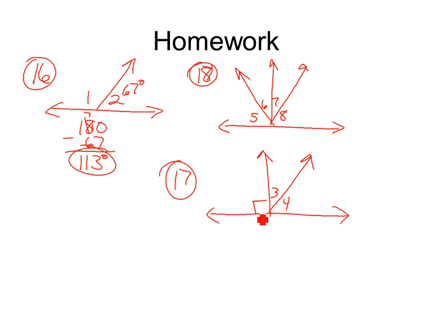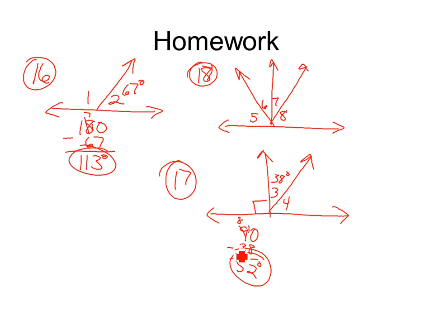They tell us that angle 3 is 38 degrees. How do we find angle 4 then? 90 minus 38. What is it? 52.